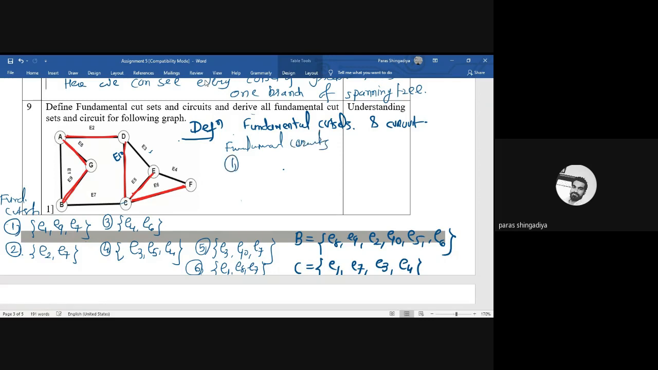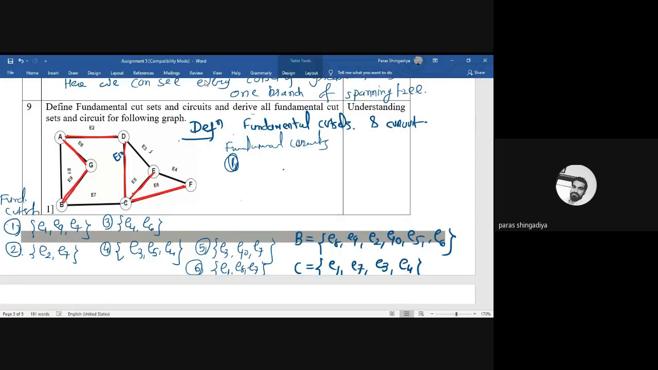First example, fundamental circuit of the first example. Just consider the three vertices A, B, and G. By using A, B, G we can make one closed walk. In such a closed walk, which edges are covered? A, E1, B, E9, G, and E8, A. That is one circuit, A to A. There are three edges covered, and of these three edges only one is a chord. E1 is the chord, and the rest of the two edges are branches.